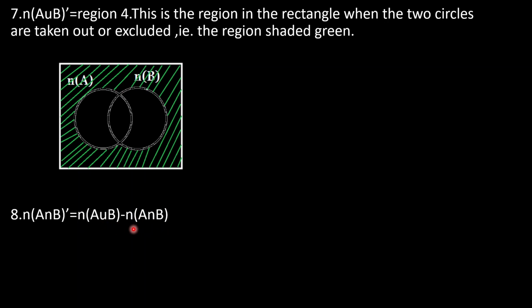So this means when you take A intersection B out, the region left equals A intersection B complement. So A intersection B is the intersection. When you take the A intersection B out from the whole diagram, you are left with number of A intersection B complement.